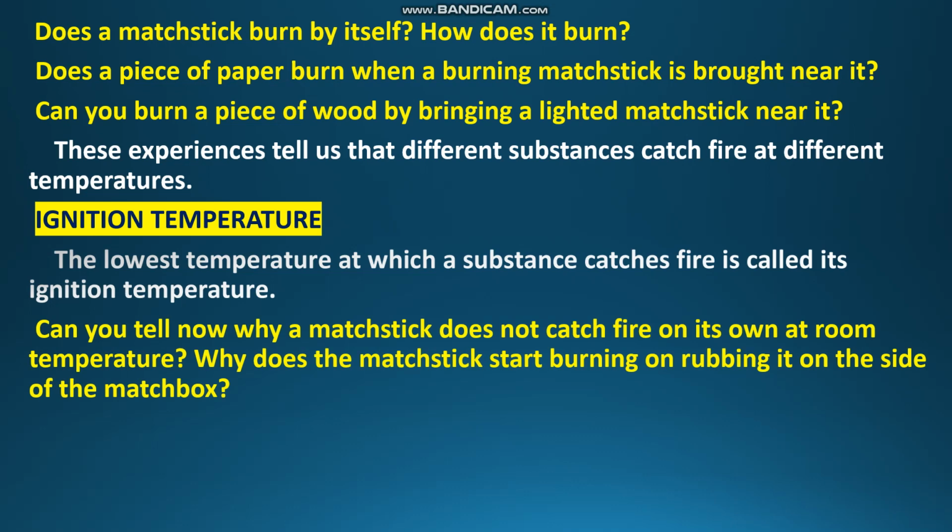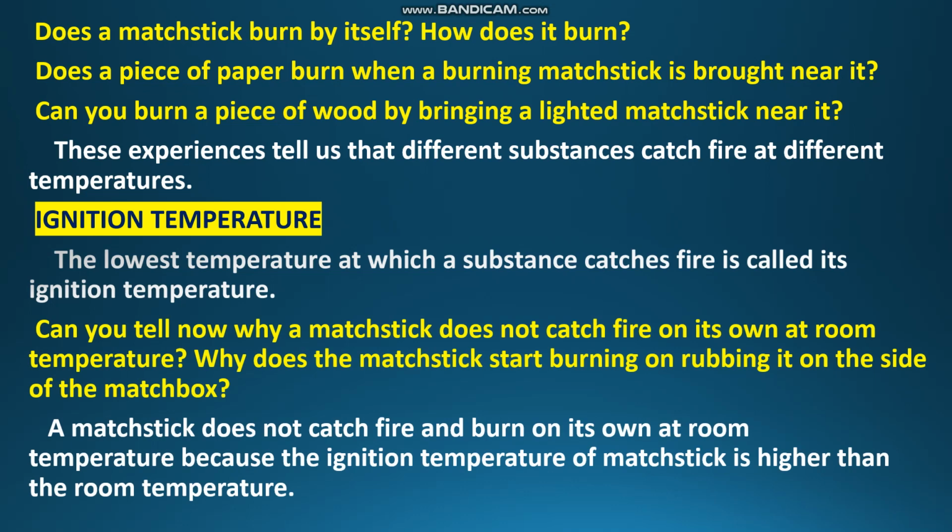Why does the matchstick start burning on rubbing it on the sides of the matchbox? Let us see the answer. A matchstick does not catch fire and burn on its own at room temperature because the ignition temperature of the matchstick is higher than the room temperature. So below that temperature, a substance cannot catch fire. At minimum, it should reach the ignition temperature to burn. So what is ignition temperature? The lowest temperature at which a substance catches fire is called its ignition temperature.